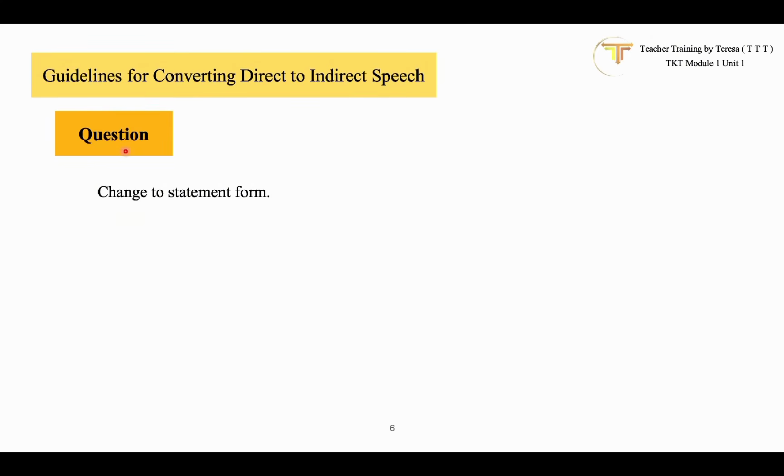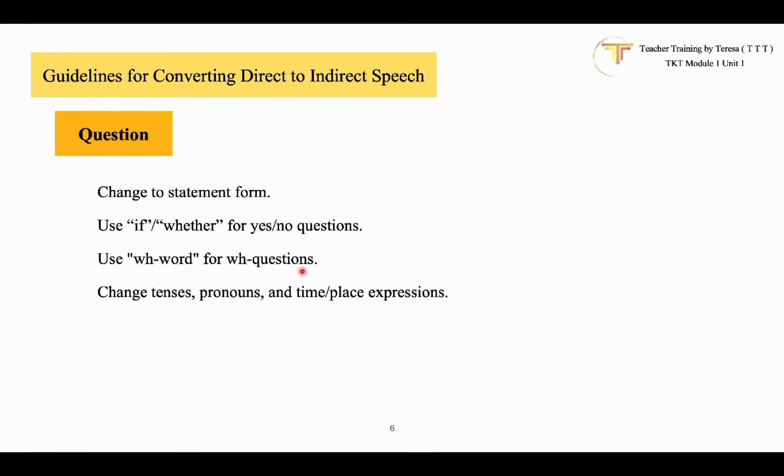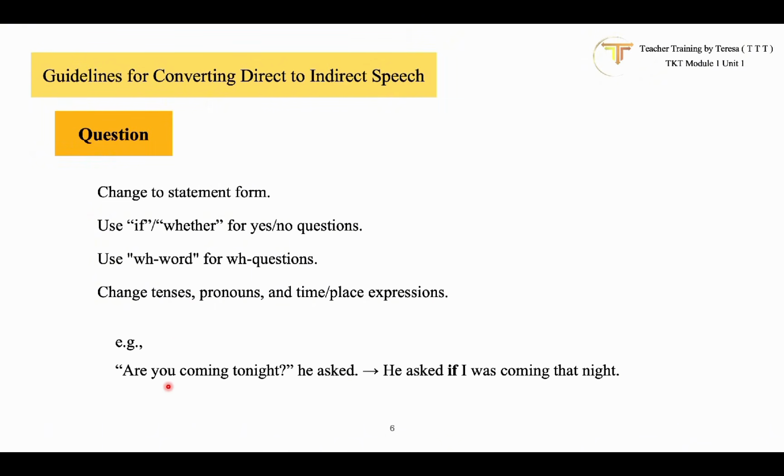Question, change to statement form. Use if, or, whether, for yes or no questions. Use WH word for WH questions. Change tenses, pronouns, and time and place expressions. "Are you coming tonight?" he asked. He asked if I was coming that night.